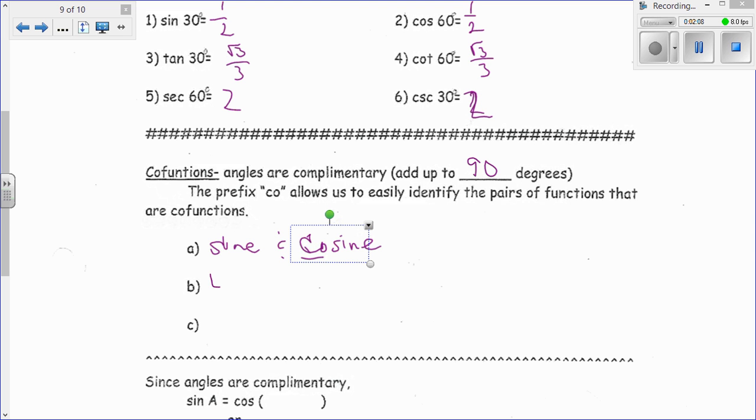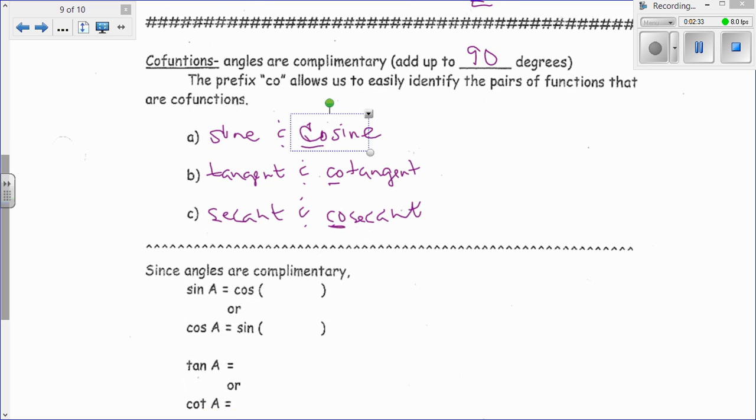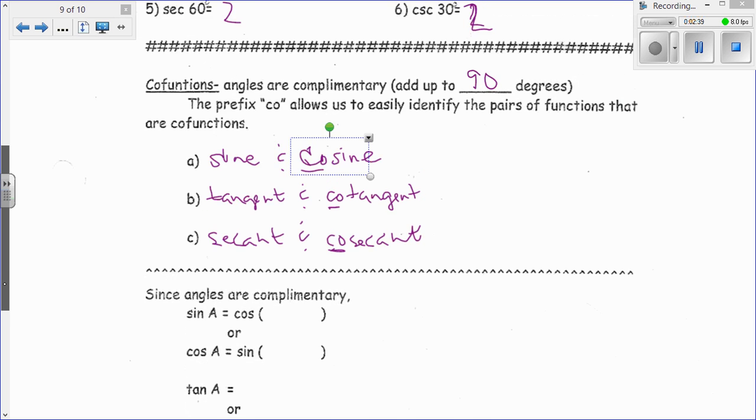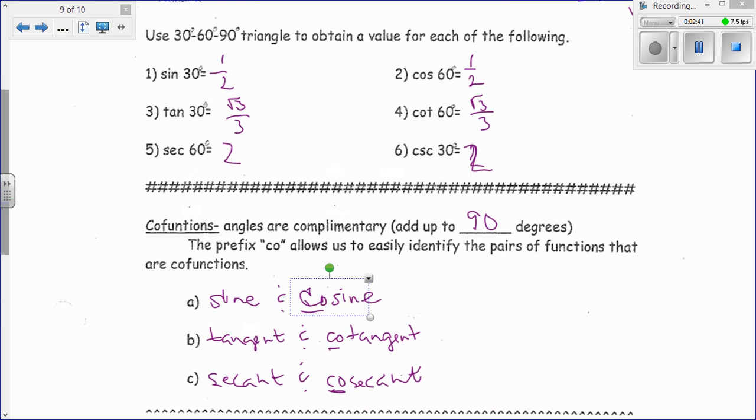We have tangent and cotangent. Just the co in front of it. And then we have secant and cosecant. I don't know if you noticed that before when you saw them written down, but it's a sine with a co, meaning they are complementary angles. And if you look back up here on the top, 30 plus 60 is 90. So both of my angles have to add up to 90 degrees.